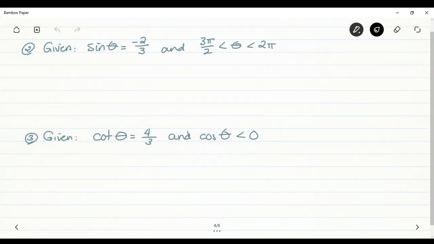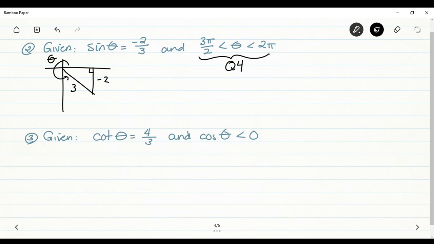These two examples were given a ratio, but now we are given the explanation of our quadrant slightly different. We are given that our theta is between 3 pi over 2 and 2 pi, which means that we are in quadrant 4. So again, looking at quadrant 4, we're going to have some kind of triangle in quadrant 4. Here's our angle of theta. And our ratio for sine, negative 2/3.